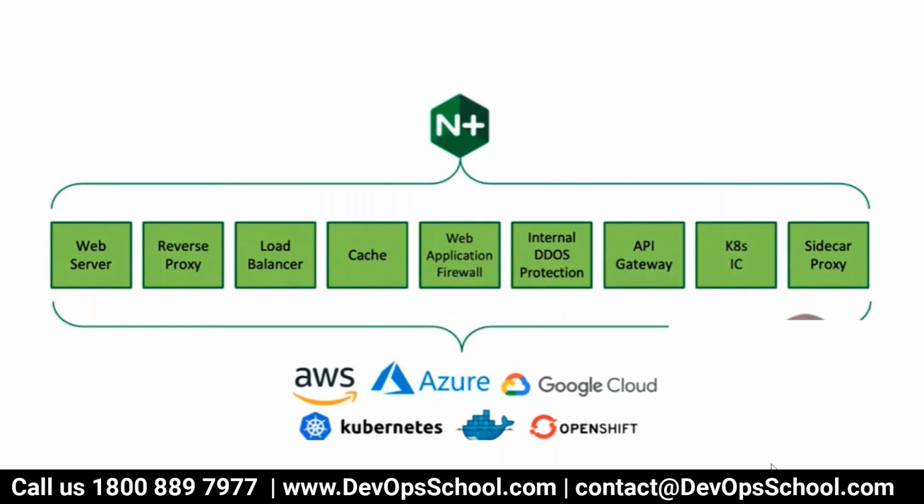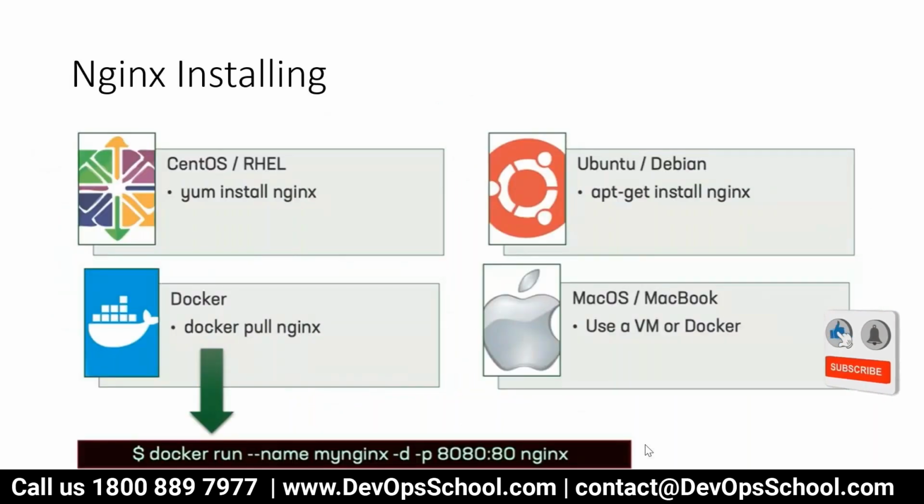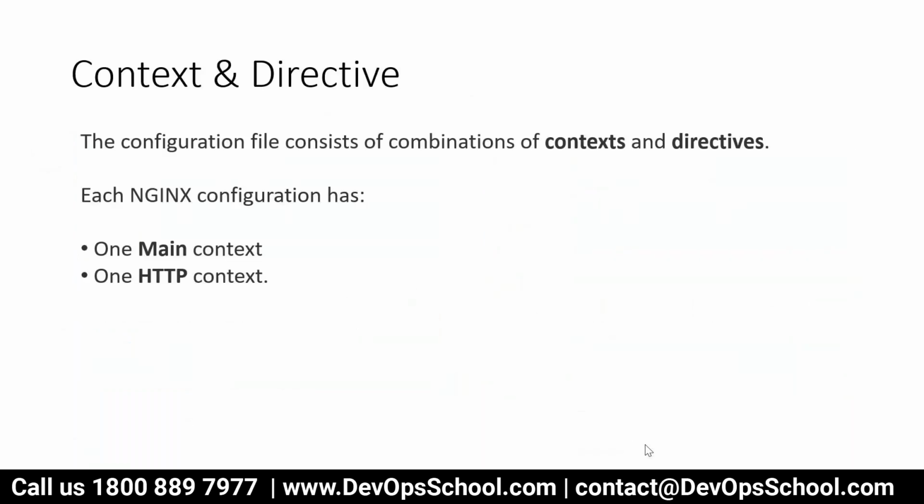If you look at this, many use cases are there. Sidecar proxy is being used, the ingress controller is being used, and again the API gateway. So many things are there. You can install Nginx on any platform, Windows, Linux. It can run in containers also, and so on. Now let me install it and then talk about its configurations.